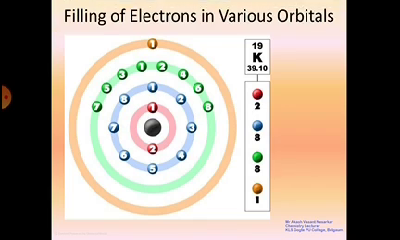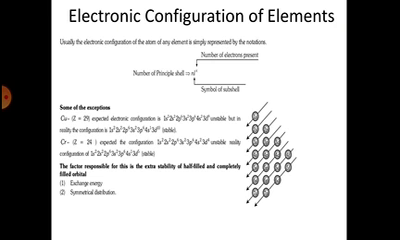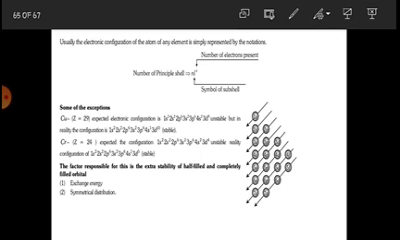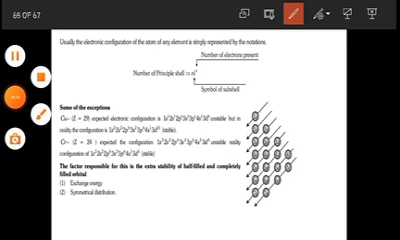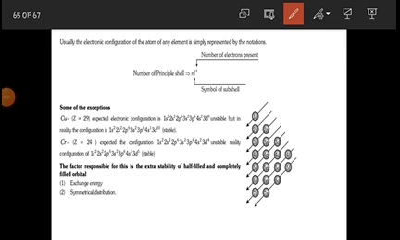Next, electronic configuration of elements. Usually, the electronic configuration of the atom of any element is simply represented by the notation.